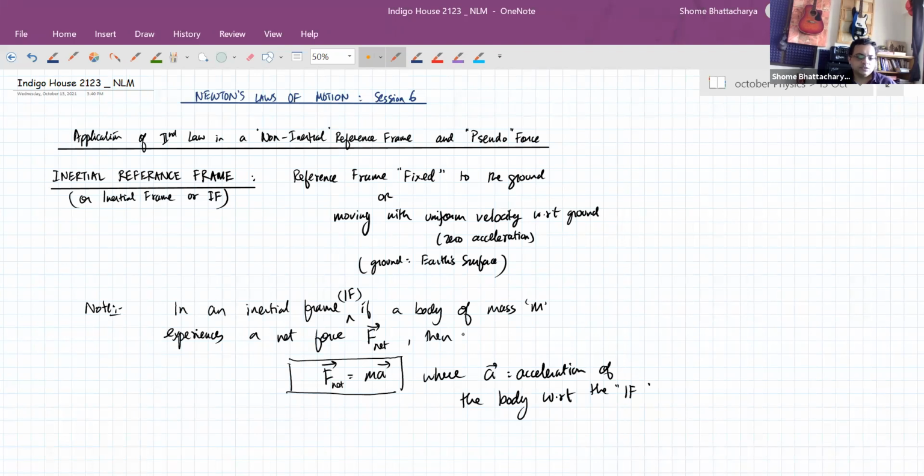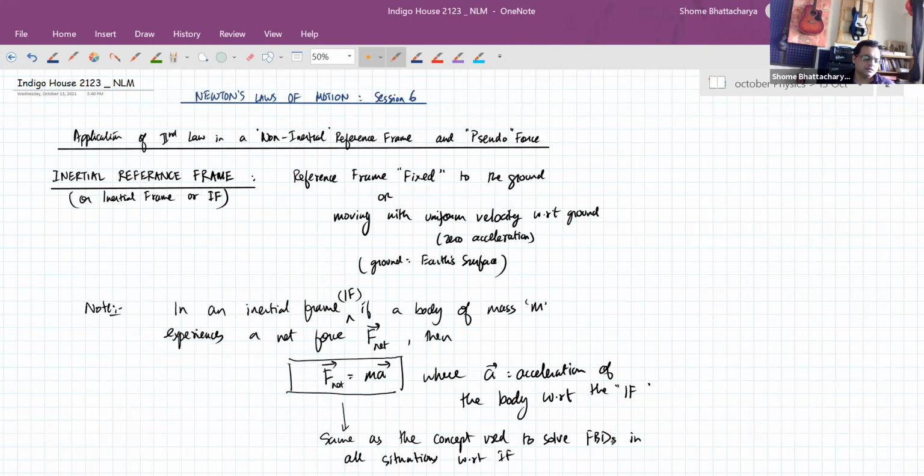So this is something that we are used to. This is what we've been doing all along till now. So all the applications we have seen in this chapter till now, we have been using this concept only. So this is the same concept used to solve free body diagrams in all situations with respect to inertial frame. So until now, we've been using this equation only.